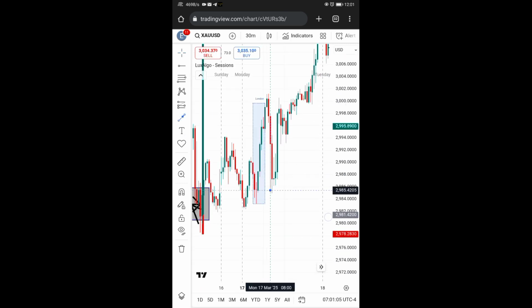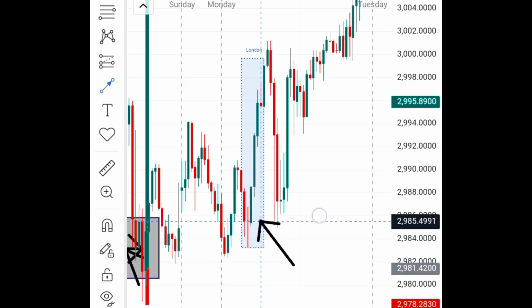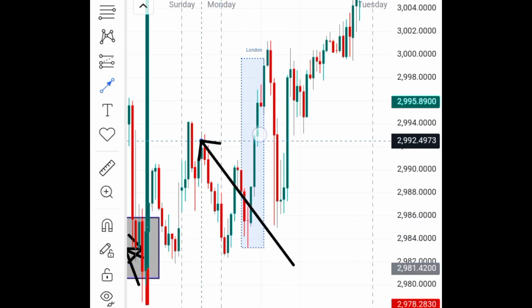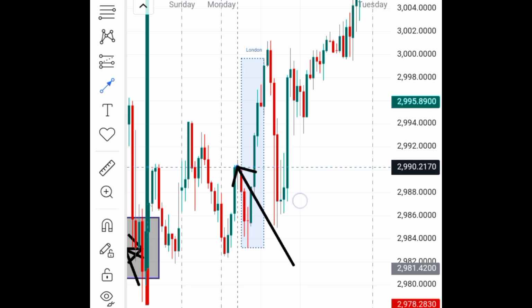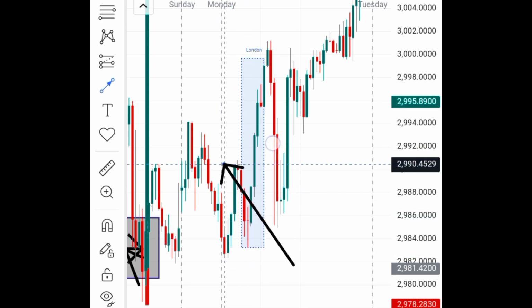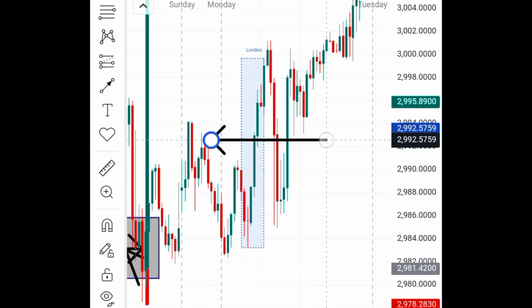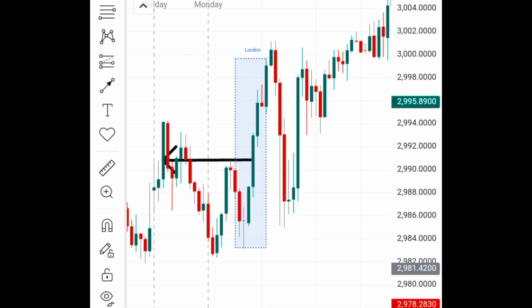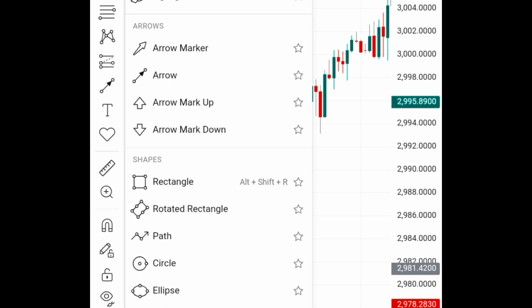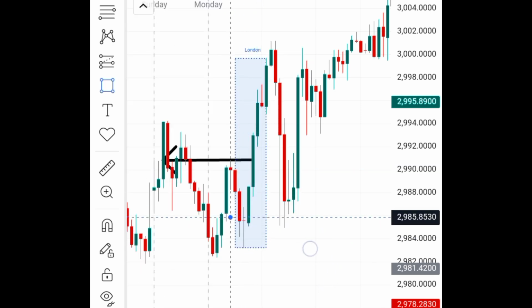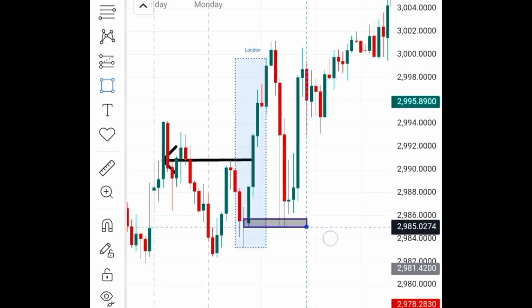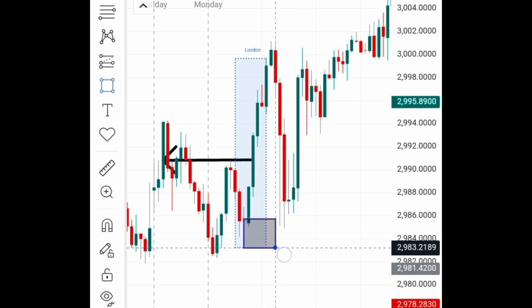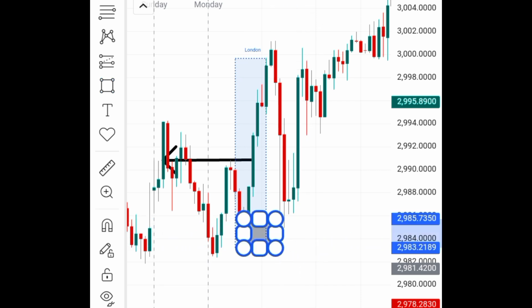So here is where the London session starts from, and here was a zone. Here was the last high before this zone starts. So we mark the high out. So this is the high right there. And we've seen that this market was able to break structure to the upside. We mark it out. Here was the last candle before that happened. We mark it out.